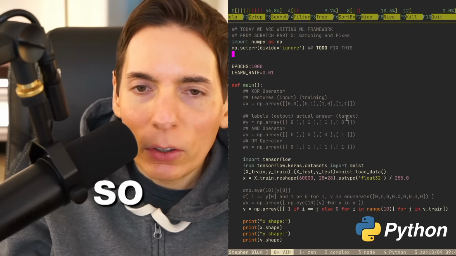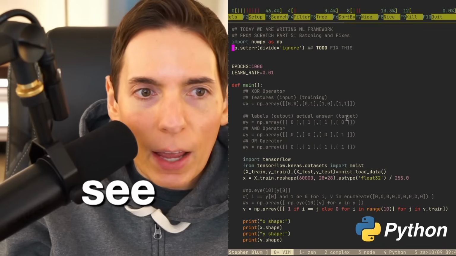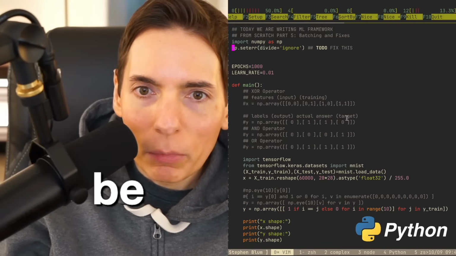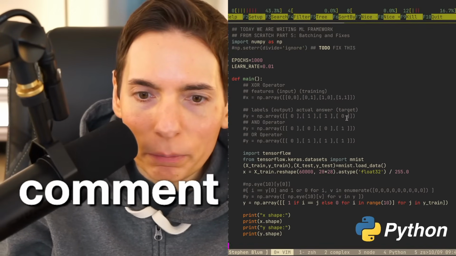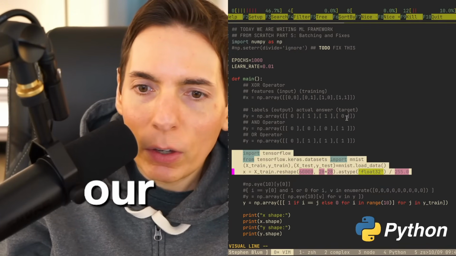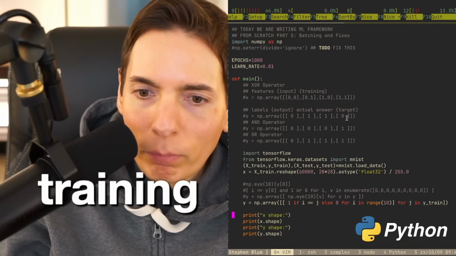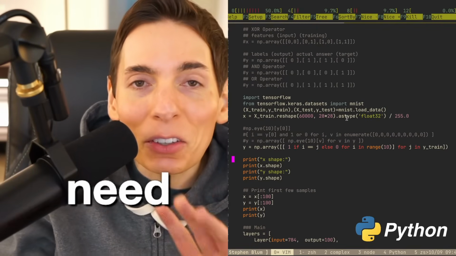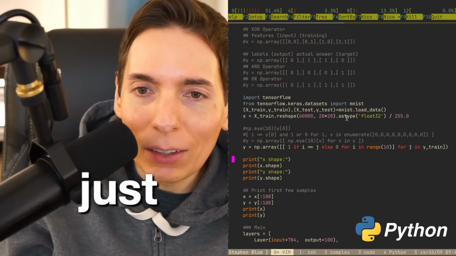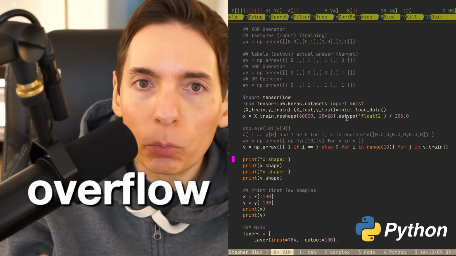And so I'm very curious to see where it's at. So what I'm going to do is comment that out really quick. We found this because we've got some MNIST training data here, and it turns out it actually works. We just have some warnings and some overflows of some sort.